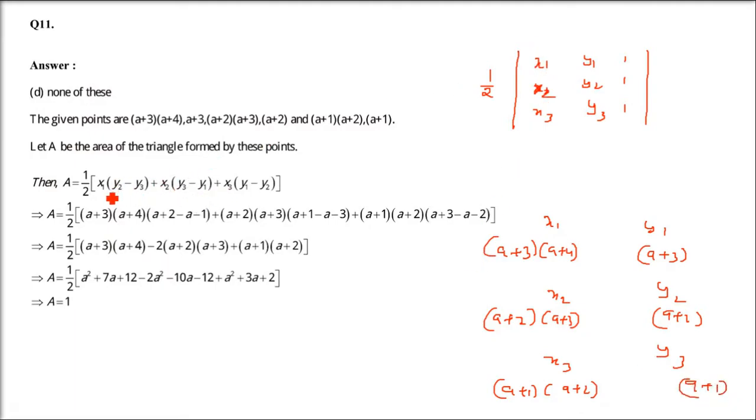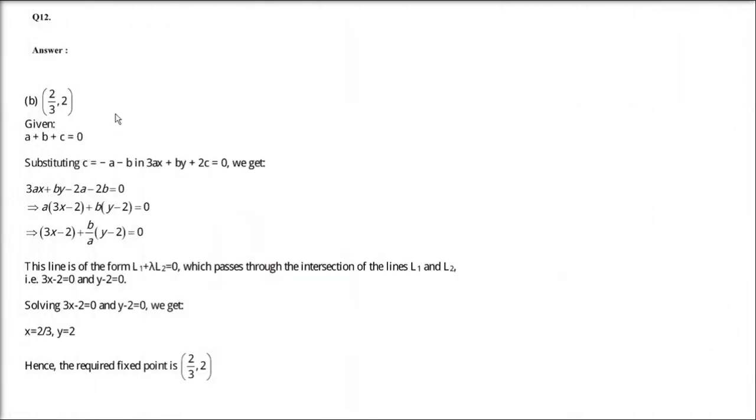So we have this formula directly, you put x1, y1, x2, y2 and x3, y3, and the result is in front of you. The area will come as 1. Now in the question the options are 25a square, 5a square, 24a square, so you need to answer it D, none of these.